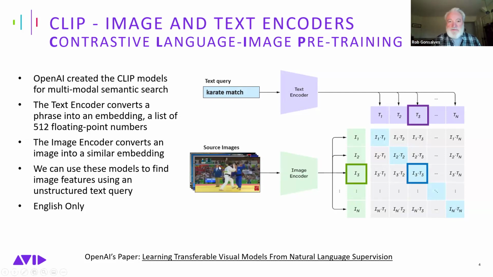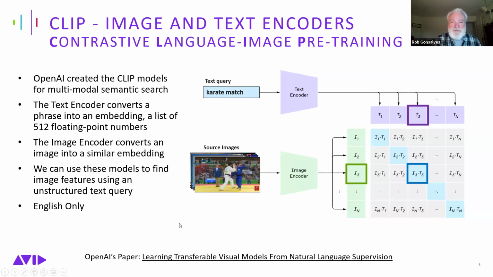And these are models that were trained to do this. This particular model has 512 floating point numbers for the encoding size. It was trained in English only. But the cool thing is that you can use unstructured text. You don't have to type everything exactly right. If you get close to it, like it's a karate fight or something, it'll still do a pretty good job of matching it. That's the nice thing about that.